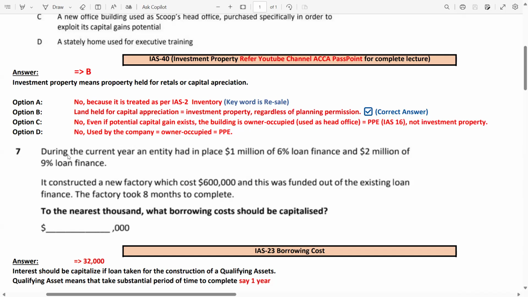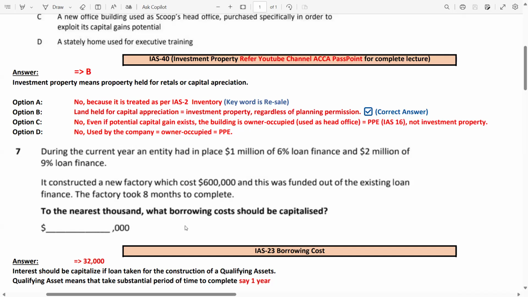Now this is IAS 23, but still you have to hold on. First read the requirement, then it will be more clear. To the nearest thousand. Whenever there is the phrase to the nearest thousand, it means you have to round your answer to the thousand. What borrowing cost should be capitalized? Now guys, it's 100% sure that it is IAS 23 borrowing cost. And as per IAS 23, interest cost should be capitalized. It should not be expensed out.